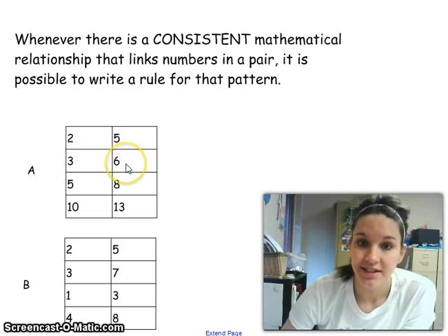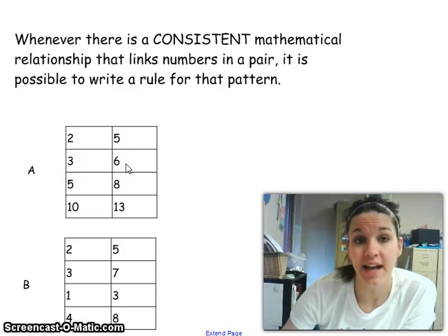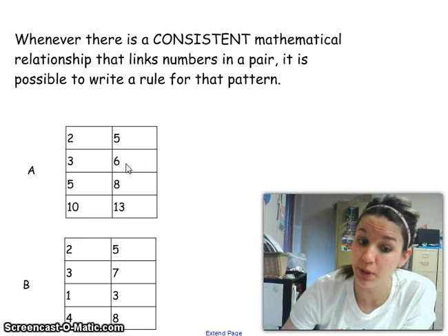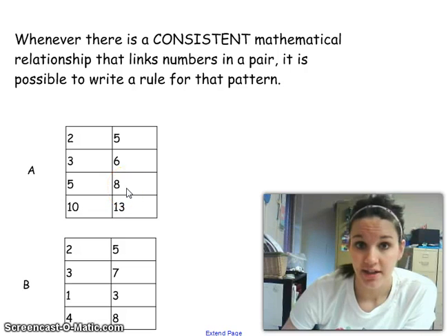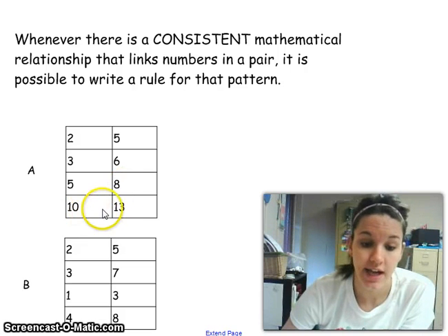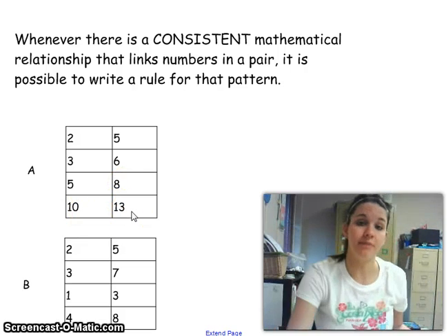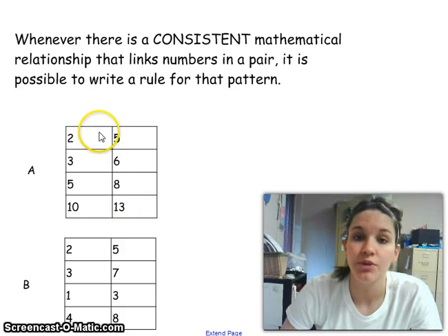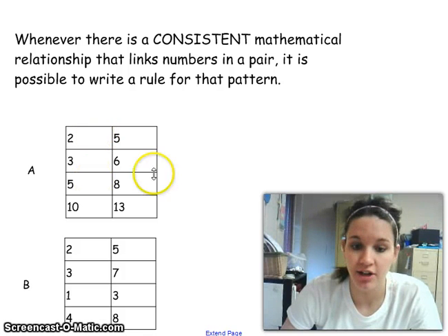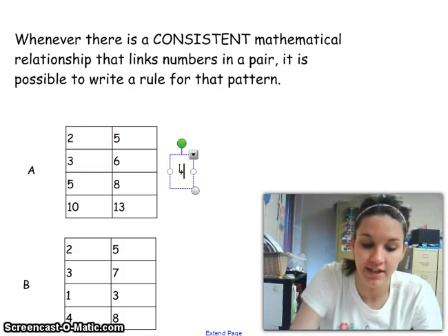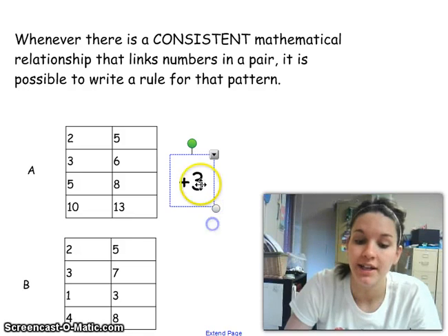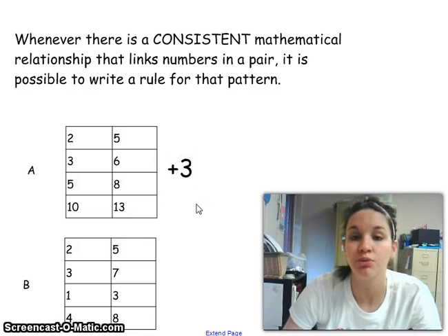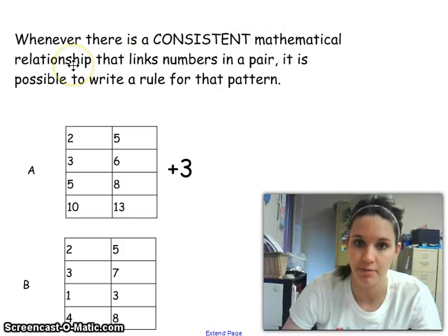Second, I have 3 and 6. Well, that also fits that plus 3. 3 plus 3 is 6. 5 to 8, plus 3. 10 to 13, plus 3. Because it was a consistent relationship, it worked for every single pattern in this table, I can go ahead and say that the rule for this table is plus 3. I can create a rule because I had a consistent mathematical relationship.